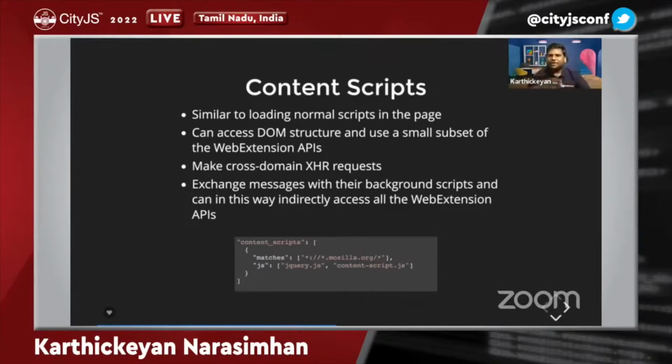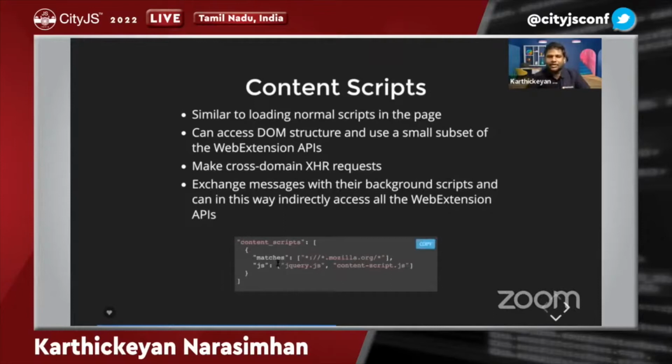Right? So it can access your DOM structures, and it can manipulate your DOM. A content script can access very few APIs. They cannot access all the APIs, but if you want to, you can send a message to the background script. We're going to see what the background script is. Once you send a message to the background script, it can access all the underlying web extension APIs. And this content script can help you make HTTP requests to the domains.